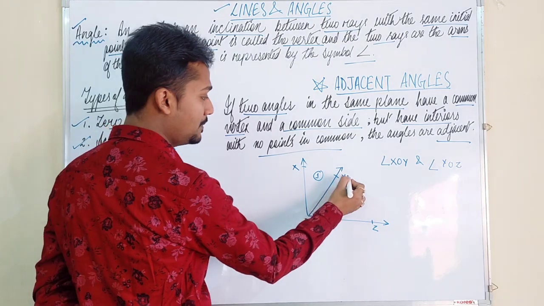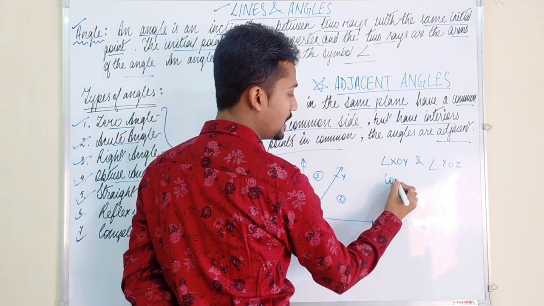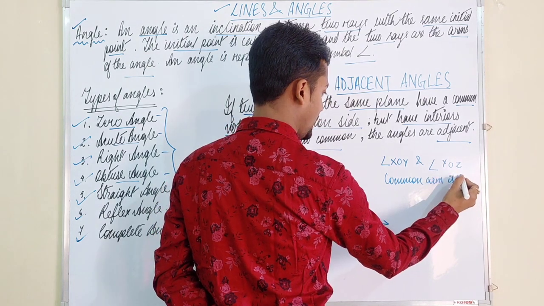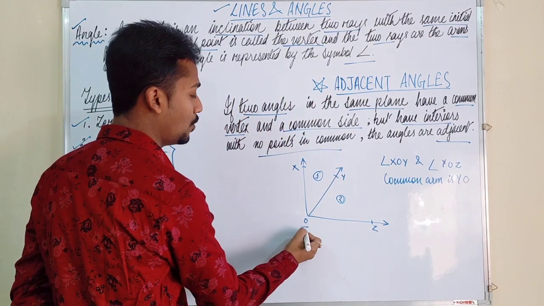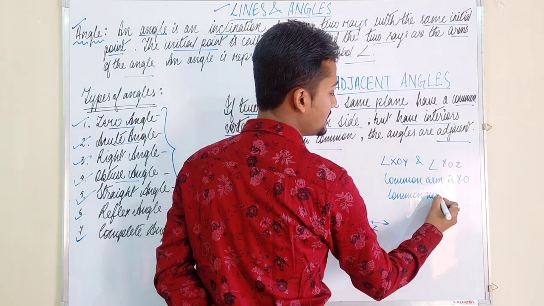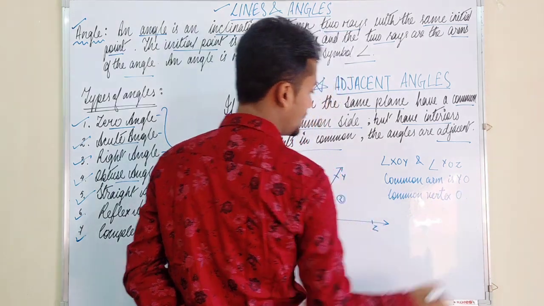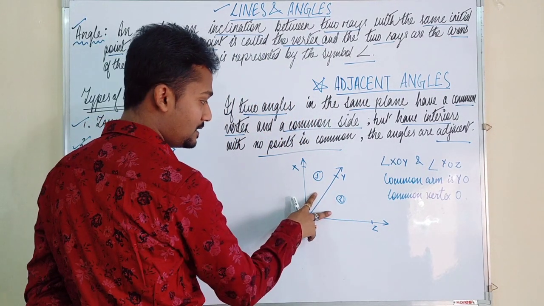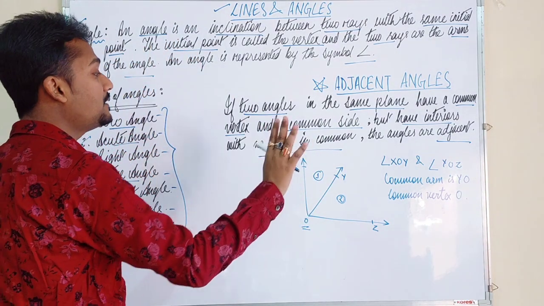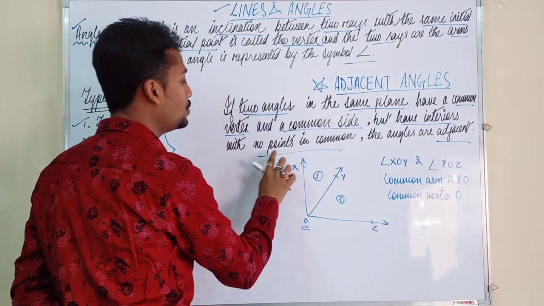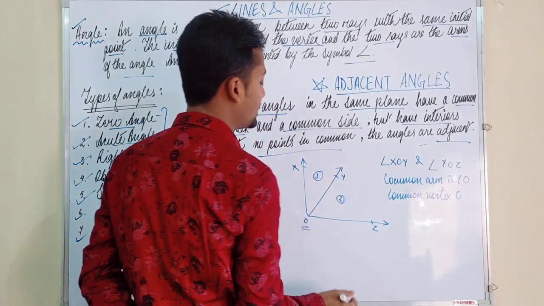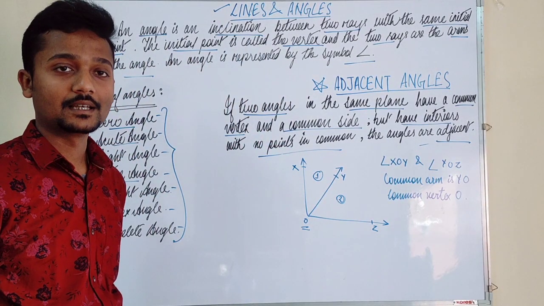Which is the common arm? YO, isn't it? And which is the common vertex? O, isn't it? These are two angles sharing a common arm and a common vertex, but they have interiors with no common points. There are no other common points in the interior, isn't it? These types of angles are called adjacent angles.